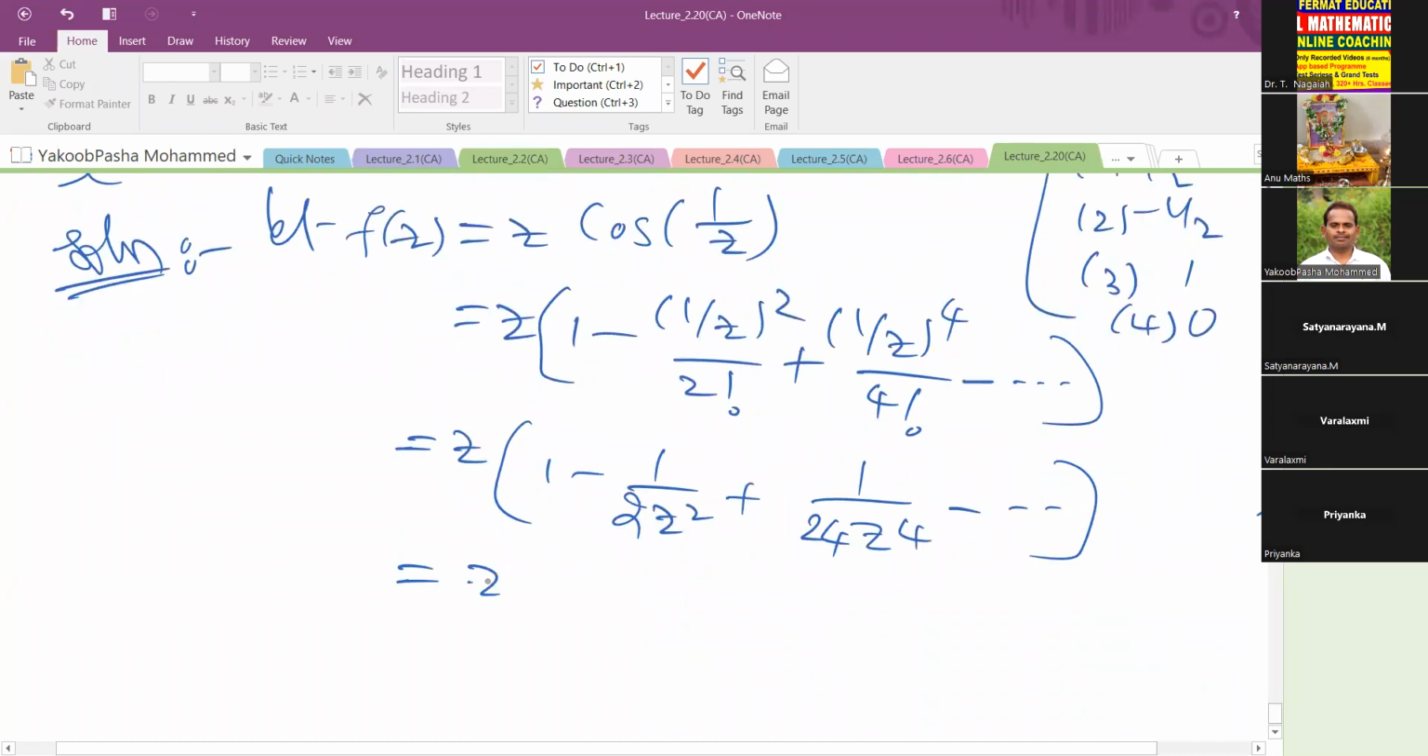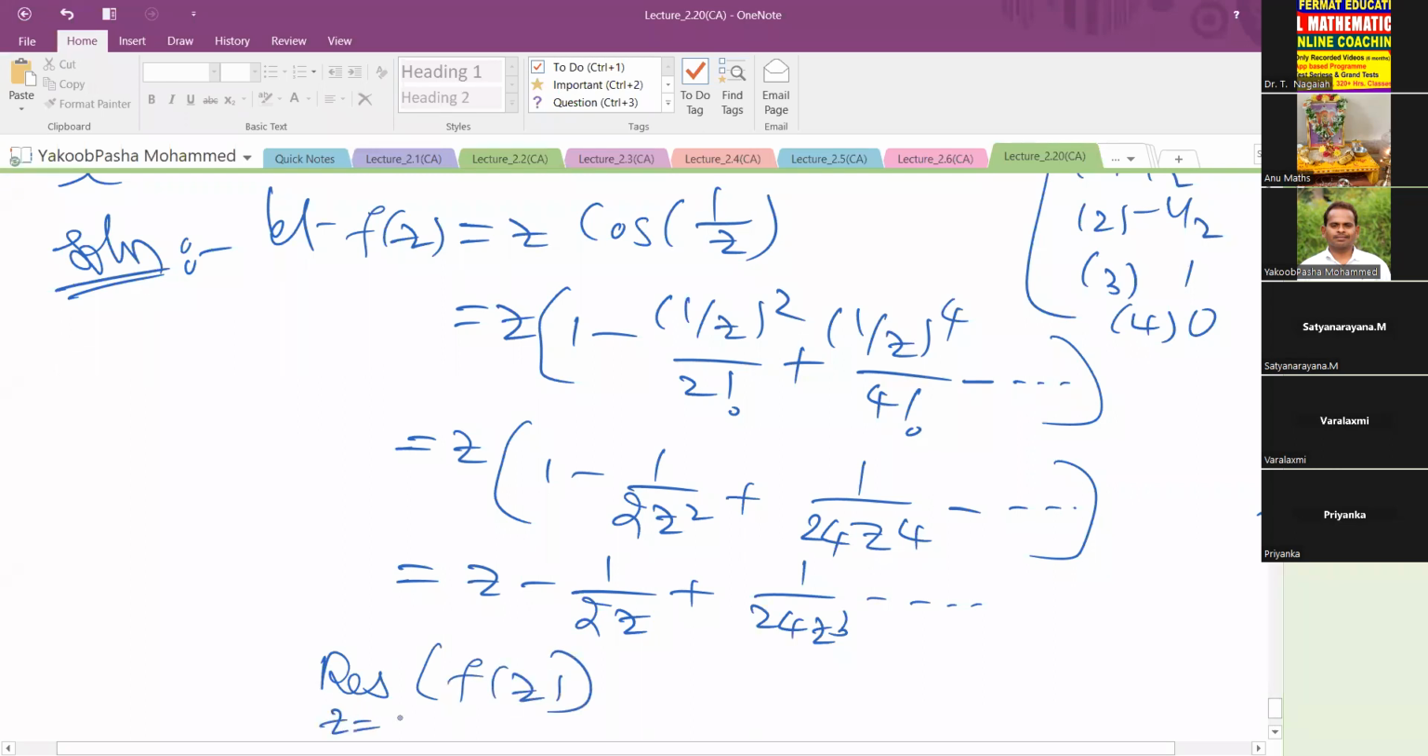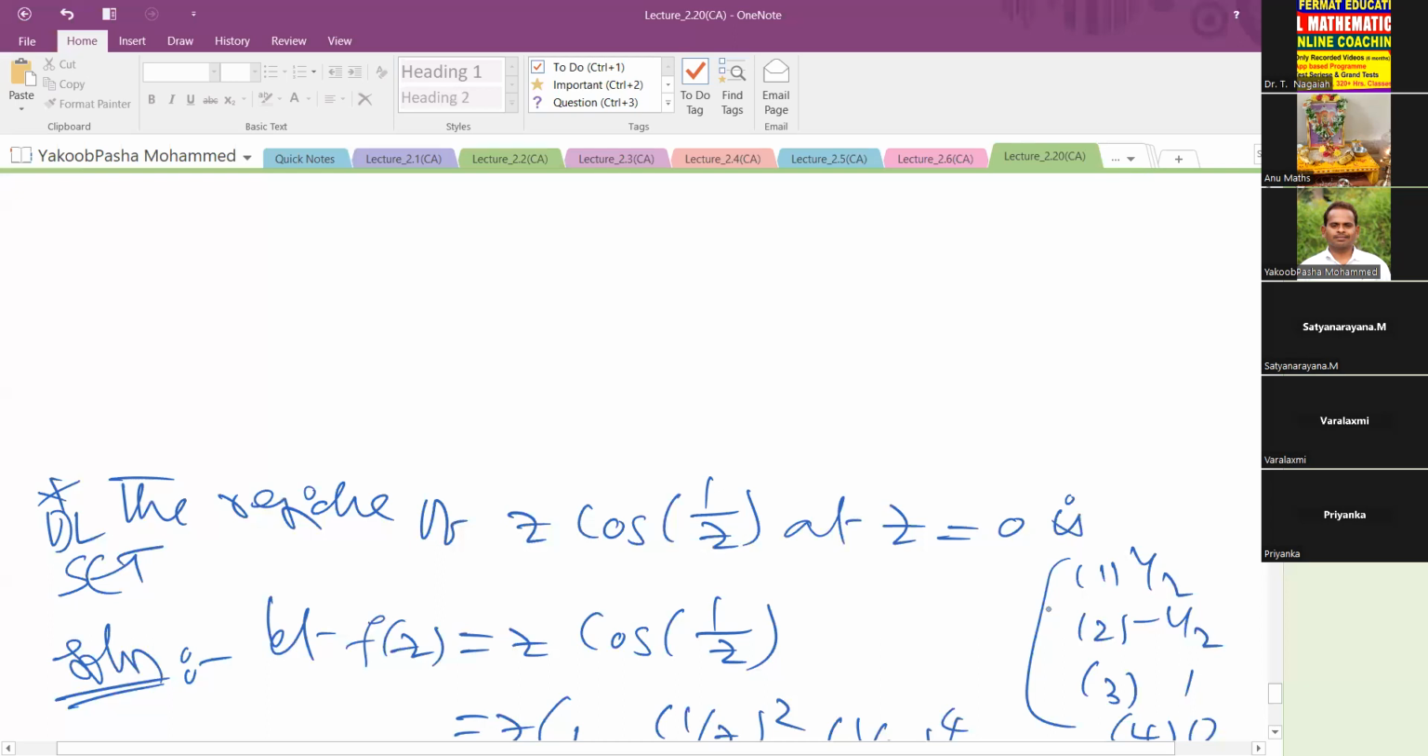So this is equal to z minus 1 by 2z plus 1 by 24 z cube minus and so on. So the residue of this function f of z at z equal to 0, which is the singularity, is simply the coefficient of z power minus 1. That is equal to minus 1 by 2. So the second option is the right option. And you can take another problem.